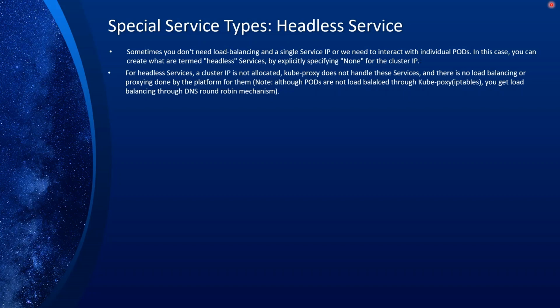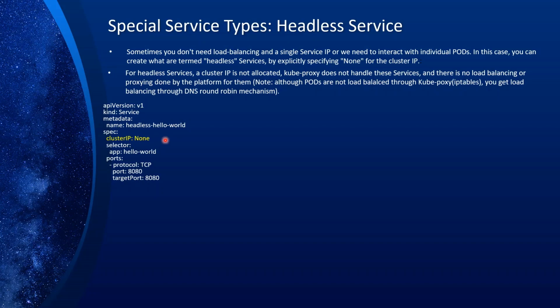And do note, however, that although we don't get load balancing through kube-proxy, we still get load balancing through DNS, a round-robin mechanism. To define a headless service, we just use, again, the kind is Service. The only difference is for ClusterIP, we specify None.